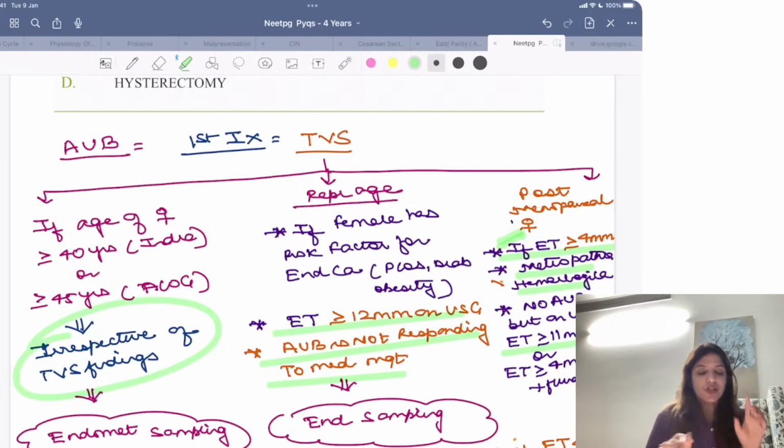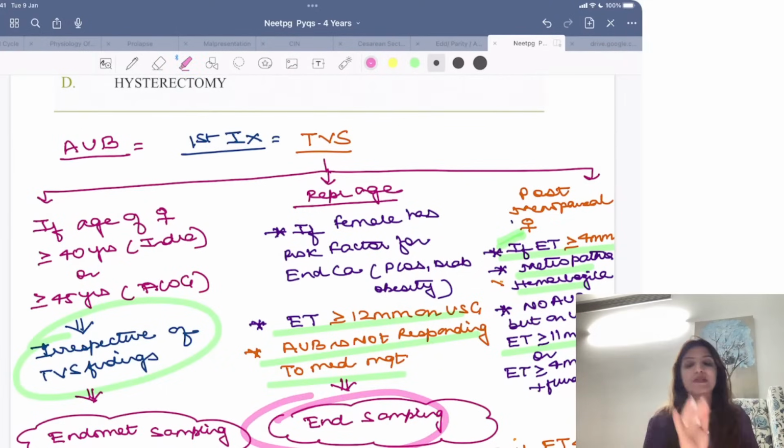Next thing, suppose she's a reproductive age female and she came to you with excessive bleeding, you gave her hormonal therapy, you gave her medical management, but the bleeding did not respond. I told you next step is endometrial sampling. Now listen to my question very carefully. There is a postmenopausal female who comes to you with postmenopausal bleeding. Her endometrial thickness is less than 4 millimeters. So her endometrial thickness is 2 millimeters.